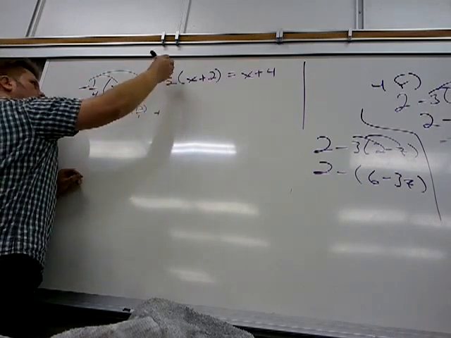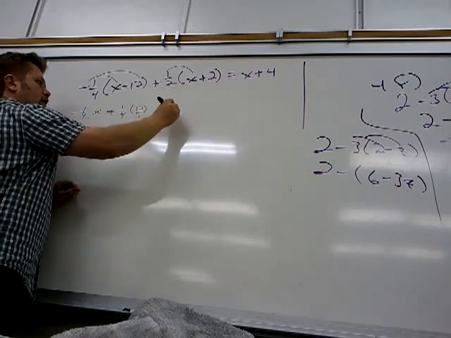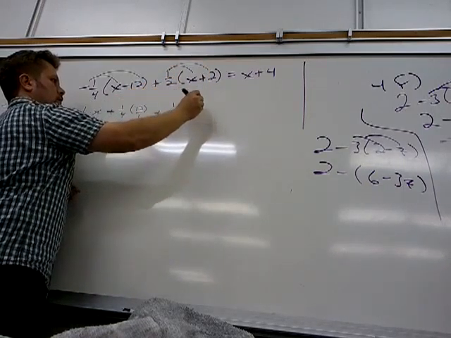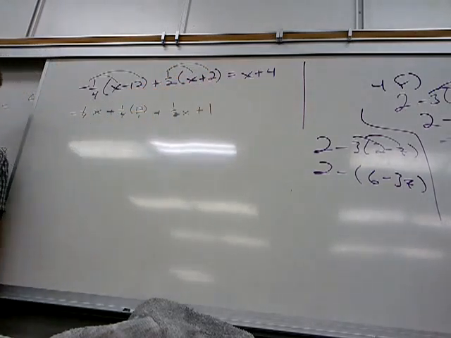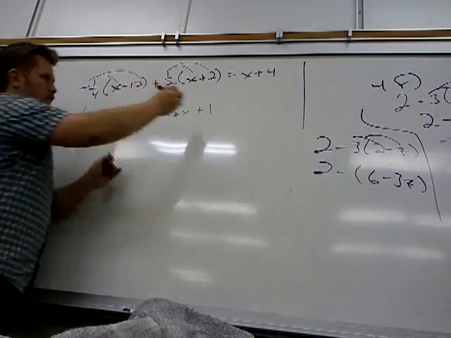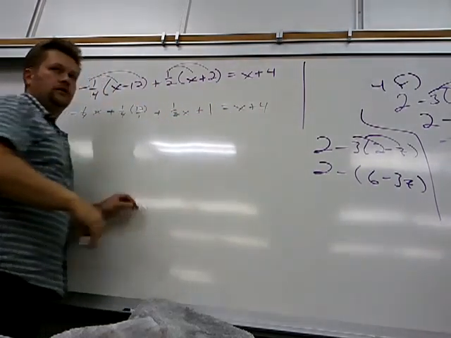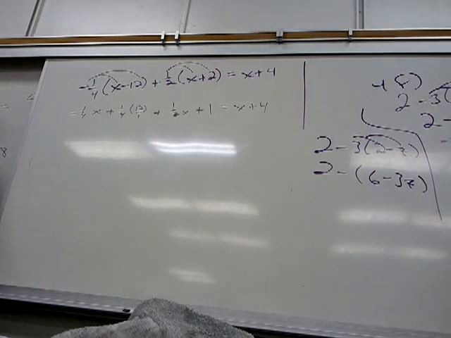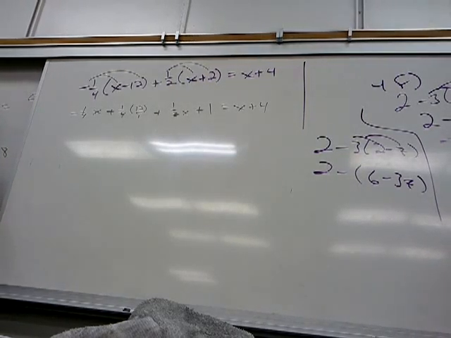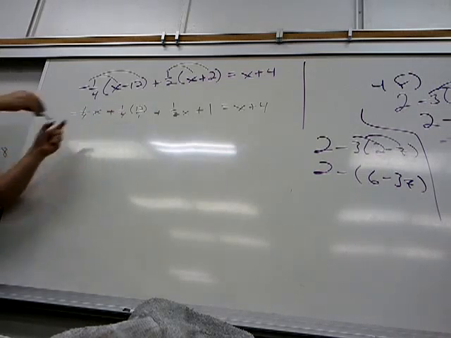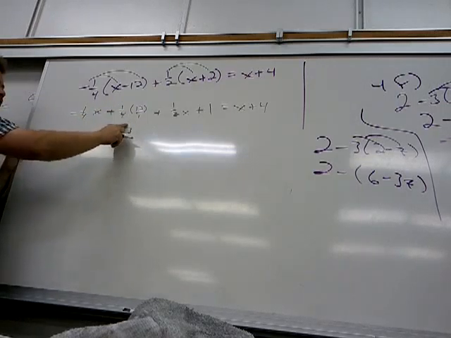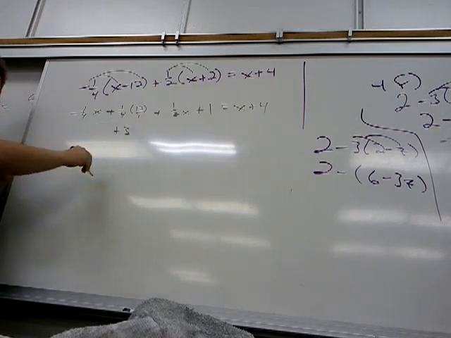What do I get there? 1/2 x. Plus 1. Half of 2 is 1. I like it. Equals x plus 4. Now you get your like terms together. Okay, so this piece is nice. This is plus 3. And where are my like terms?